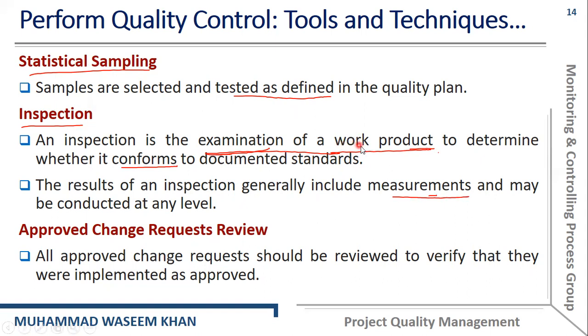An inspection is the examination of a work product to determine whether it conforms to the documented or planned standards or not. The result of an inspection generally includes measurements and may be conducted at any level. And obviously, if you have put in change requests, then those change requests are reviewed, and after reviewing, some of them may be approved or some may be rejected. So you need to document all those change requests as well.